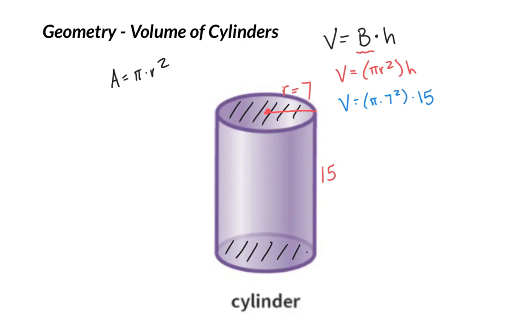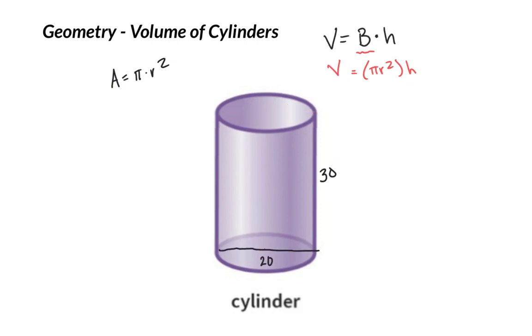Okay, let's do another example. Let's say that instead of being given the radius of our circle base, we were given the diameter. The first thing you would want to do is find the radius, which, remember, is always just half of my diameter. So we would say, well, then the volume is equal to pi times 10 squared times my height of 30. Again, just always find the area of the base, whatever the shape is, and multiply by the height.